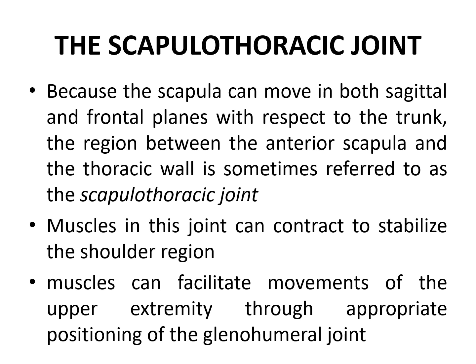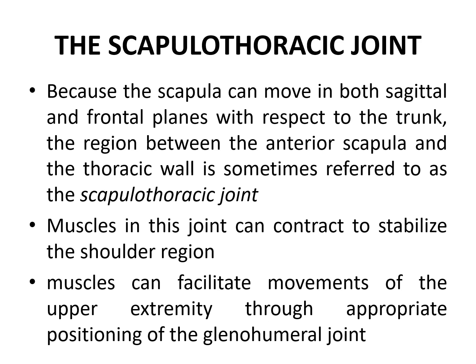The last articulation is the scapulothoracic joint because the scapula can move in both the planes, that is the sagittal and the frontal plane with respect to the trunk. So the region that is present between the anterior scapula and the thoracic wall is referred to as the scapulothoracic joint. The muscles attaching to this scapula perform two functions.